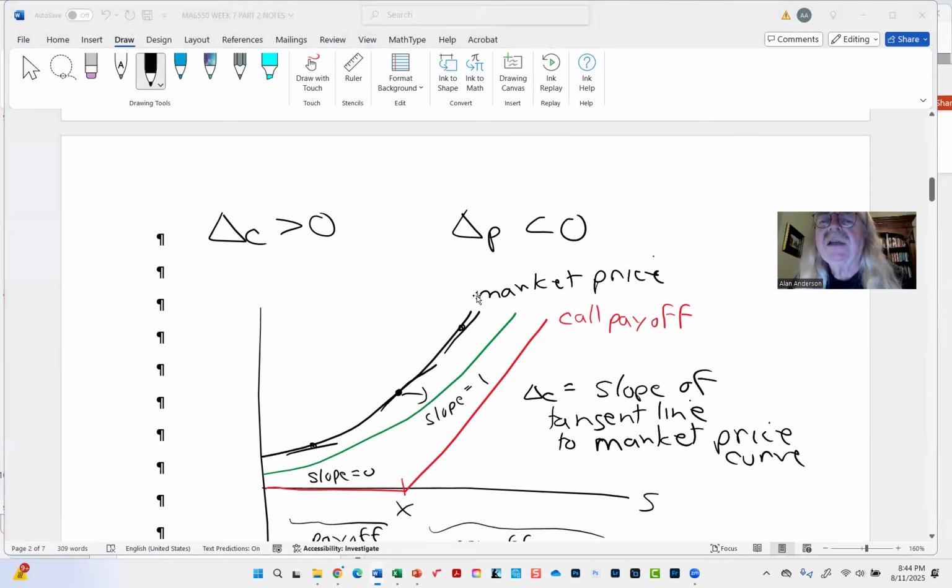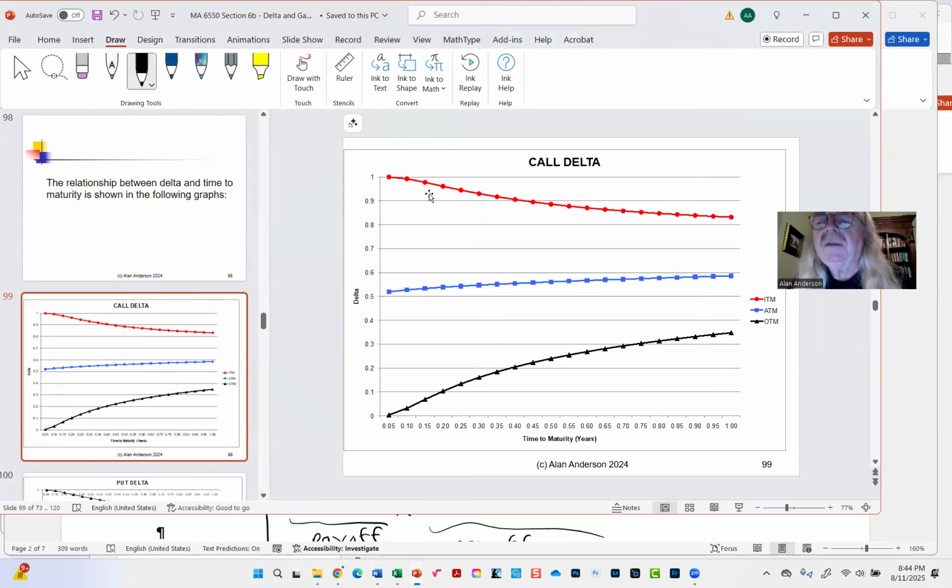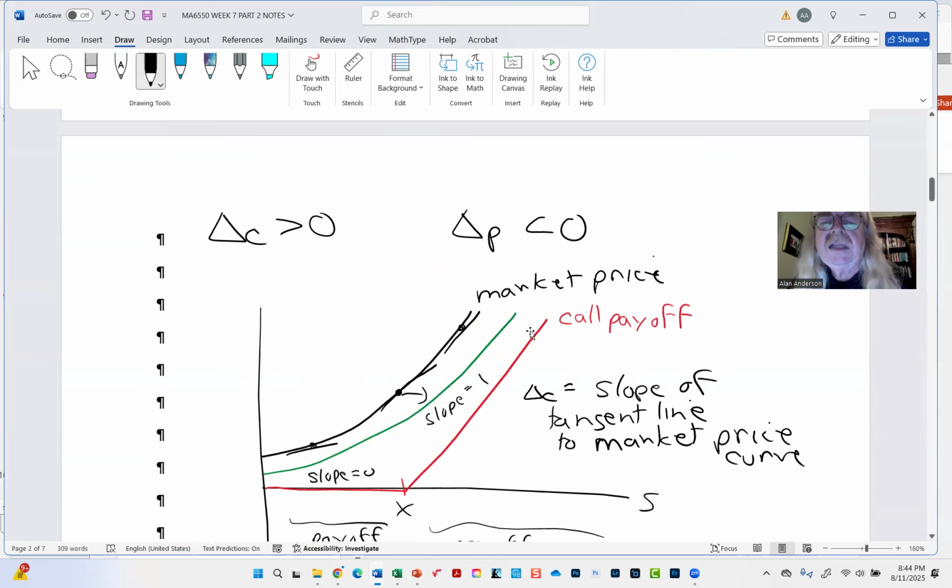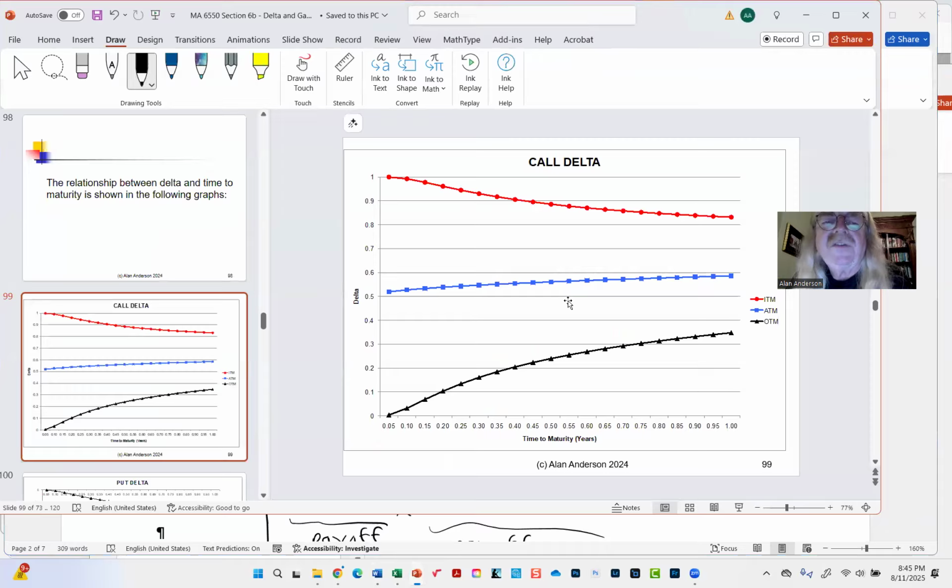Now, what's happening is that the red curve is in the money, this is at the money, and this is out of the money. The in the money ones are converging to 1. The at the money ones are converging to a half, and the out of the money ones are converging to 0. It looks very fancy and all, but that's basically all you're seeing.